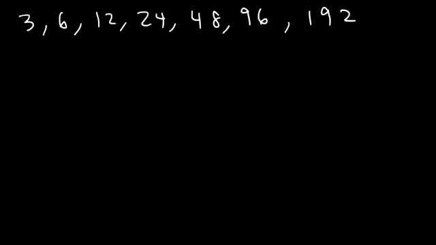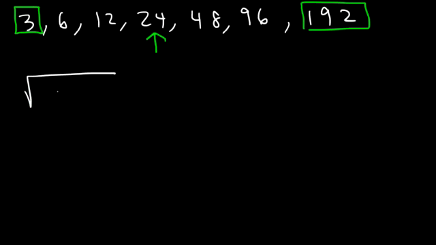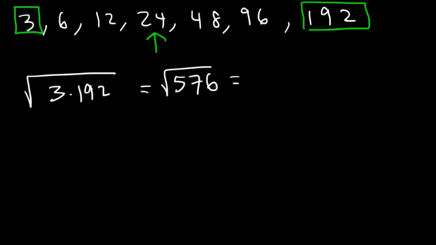So let's calculate the geometric mean between 3 and 192. It should give us the number in the middle, which is 24. So the square root of 3 times 192. Let's multiply 3 times 192 first. That's 576. The square root of 576 is 24. So 24 is the geometric mean of 3 and 192. It's right between those two numbers.